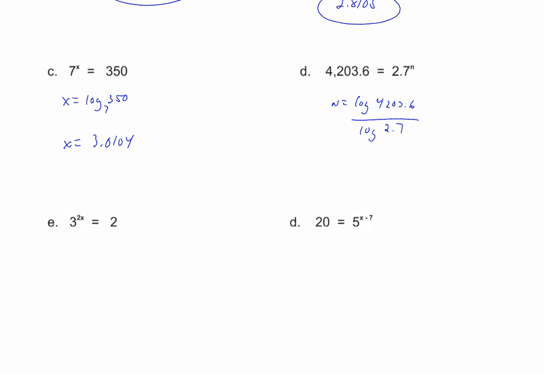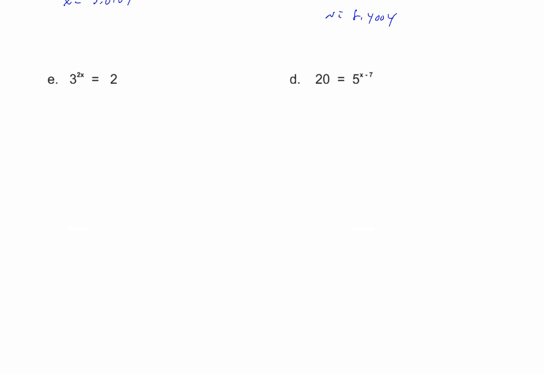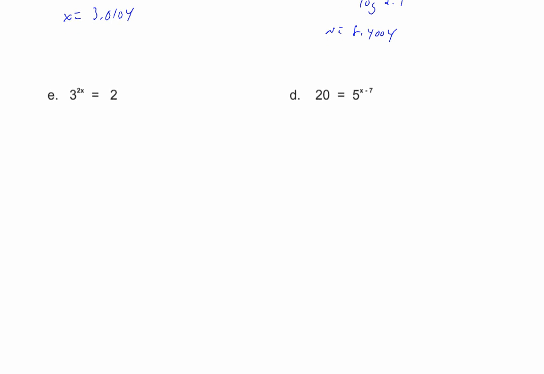D, I just wrote right out with the change of base formula. You can do it the other way if you want. Esther, what do you think for D? I agree. 8.4004. No sweat. Piece of cake. Life is easy. Life is grand, right? They're easy.